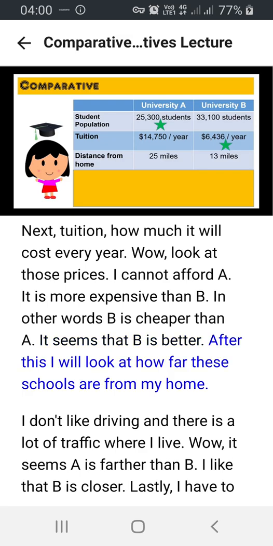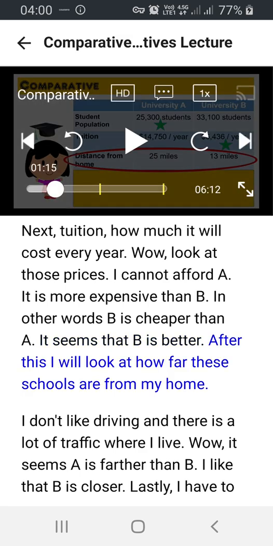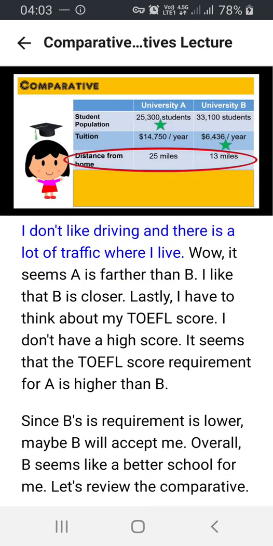After this, I will look at how far these schools are from my home. I don't like driving, and there is a lot of traffic where I live. Wow, it seems A is farther than B. I like that B is closer.